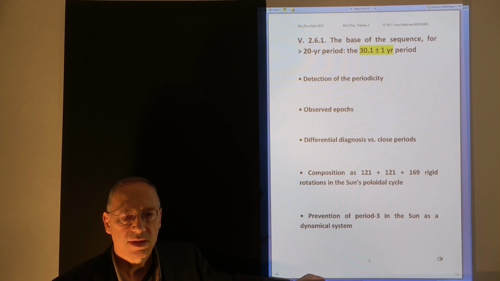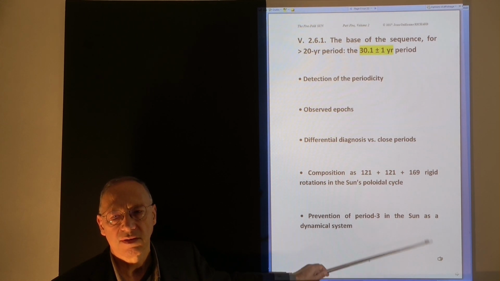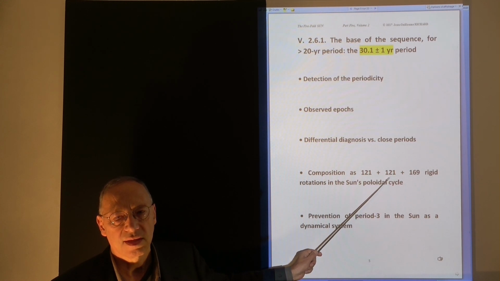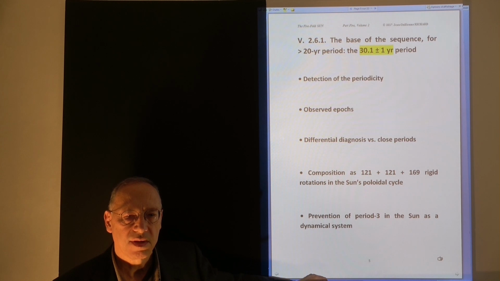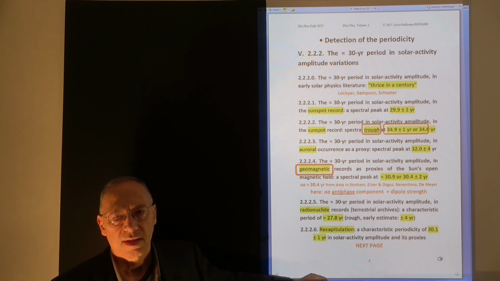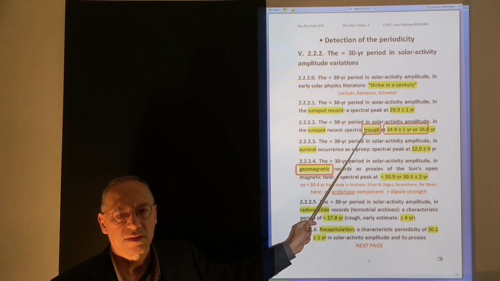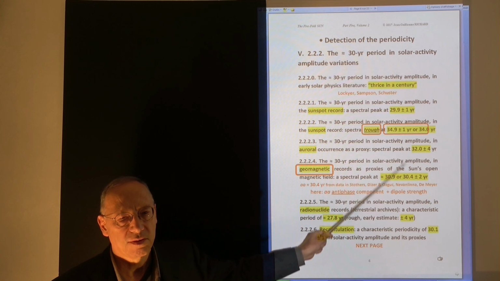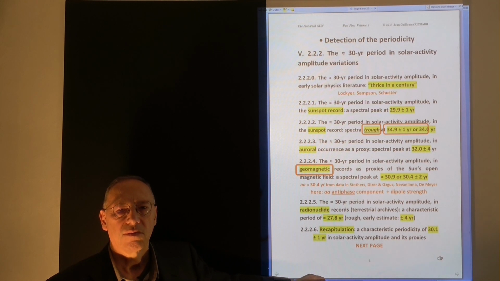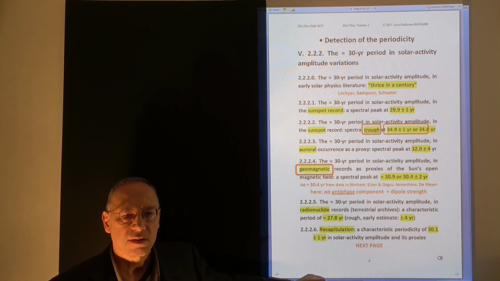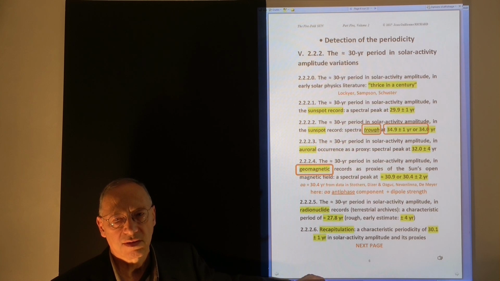The base of the sequence was already introduced in an earlier video. It is idealized as this sum of 3 cycles, only 2 of which have the same length, and they are identified in poloidal indicators of solar activity variations. It is important first to remark that in the sunspot record there is a trough at 34 or 35-year period, which indicates that there is no repetition of 3 Schwabe cycles in this record.